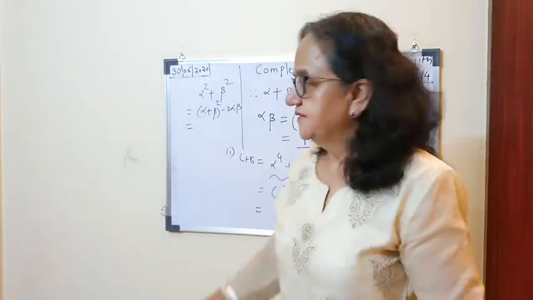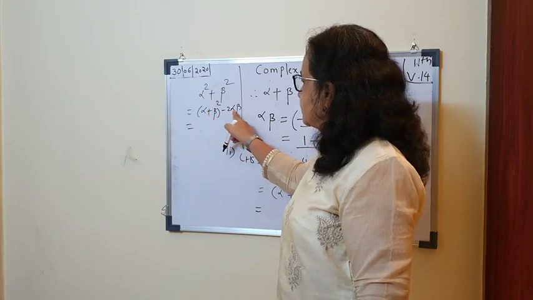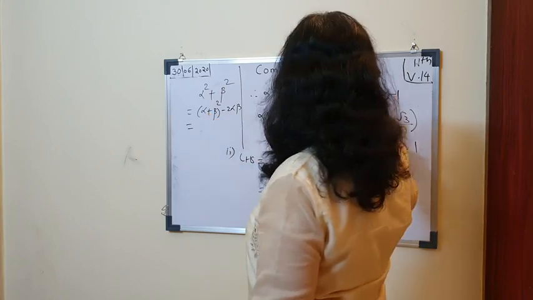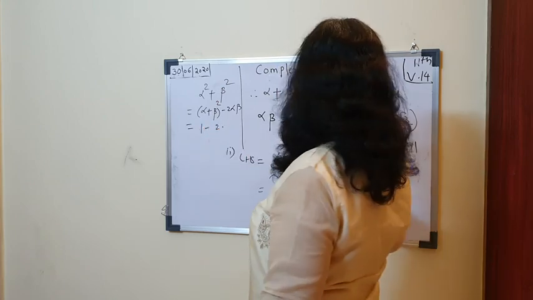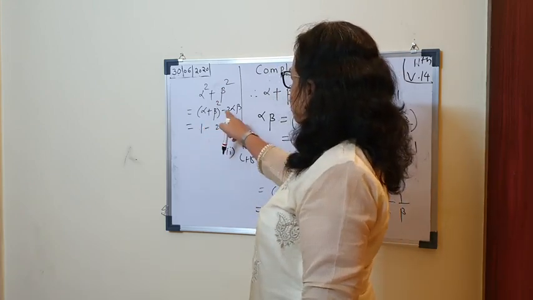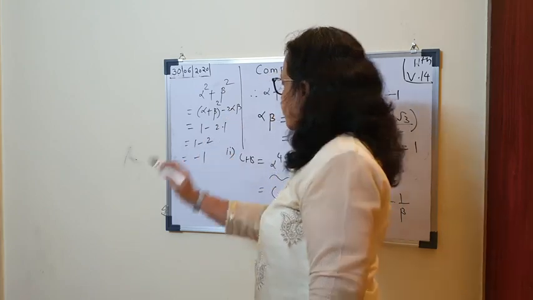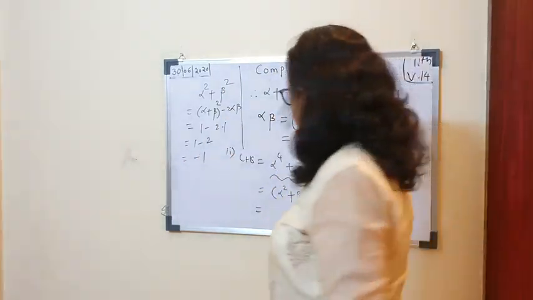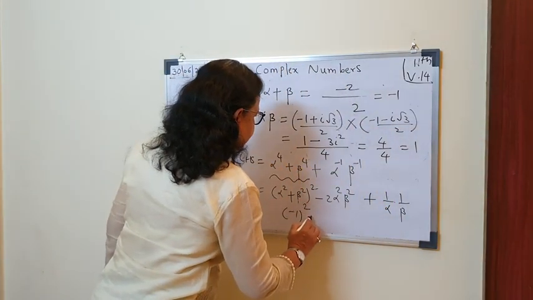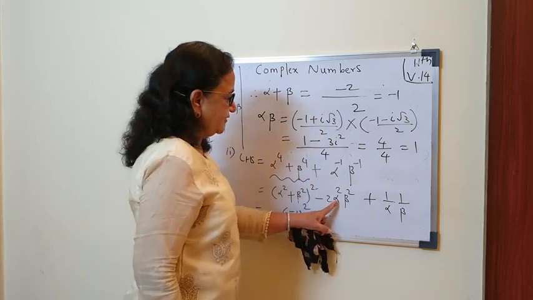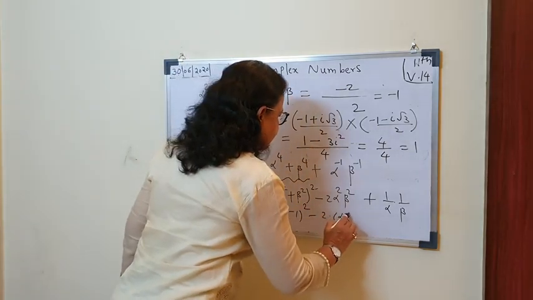Check why? Because it is a square plus b square and the middle term was not there, so I subtracted. And alpha plus beta was minus 1. Minus 1 square was 1, and alpha beta is again 1, 2 alpha beta so 2 into 1. So it is 1 minus 2, and so this value is minus 1. So alpha square plus beta square value is minus 1 and the square of it, minus 2 into alpha square into beta square, meaning alpha beta the whole square.